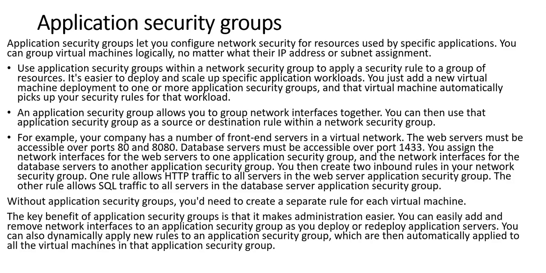An application security group allows you to group network interfaces together. For example, let's say the company has a number of front-end servers in a virtual network. The web servers must be accessible over port 80 and 8080. Database servers must be accessible over port 1433. We assign the network interfaces for the web servers to one application security group and the network interfaces for the database servers to another application security group. We can then create two inbound rules in the network security group. One rule allows HTTP traffic to all the servers in the web server application group, and the other would allow the SQL traffic to all servers in the database security group.